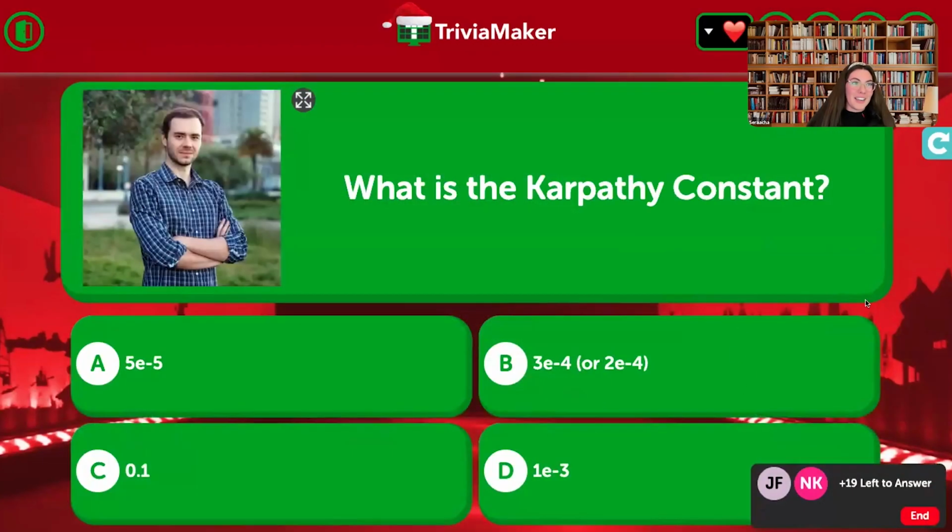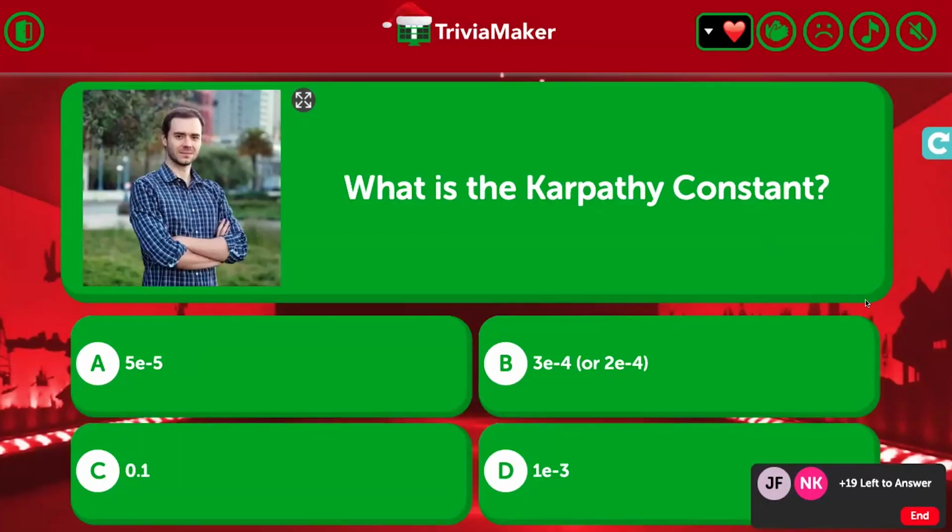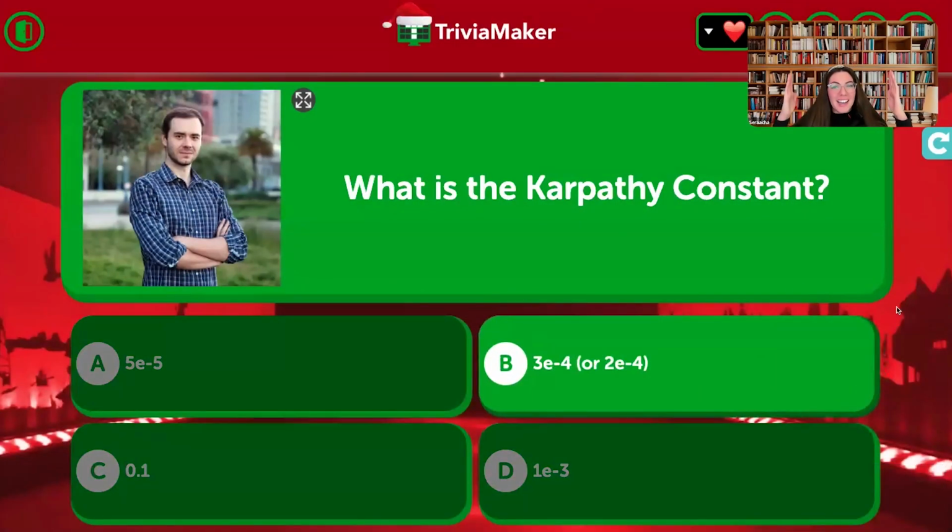One more time? Karpathy. What's the name? What is the answer? It is B.